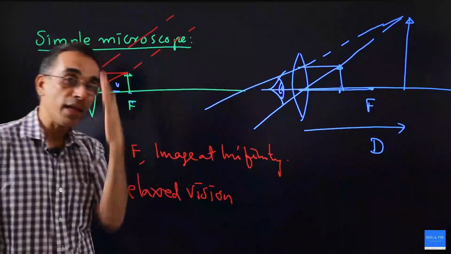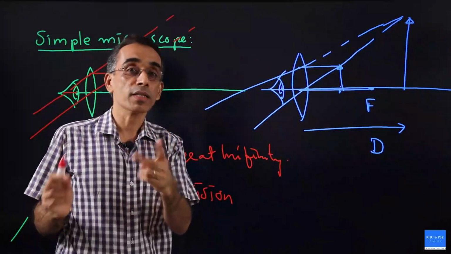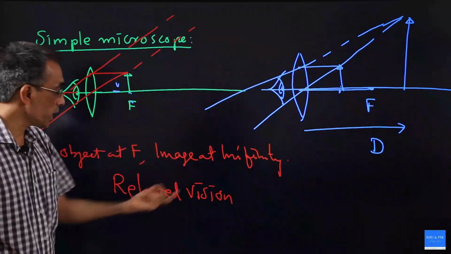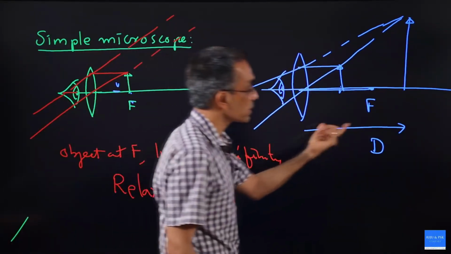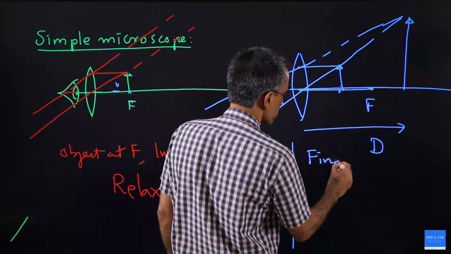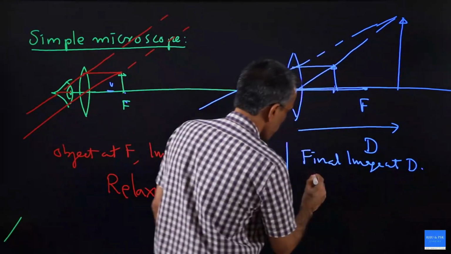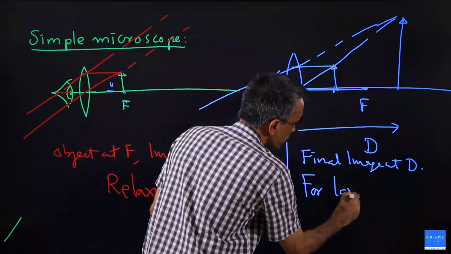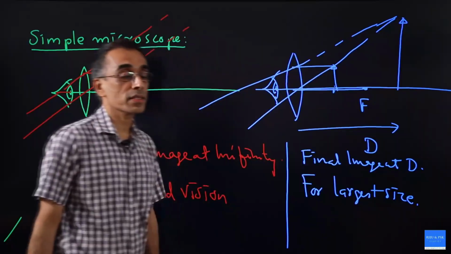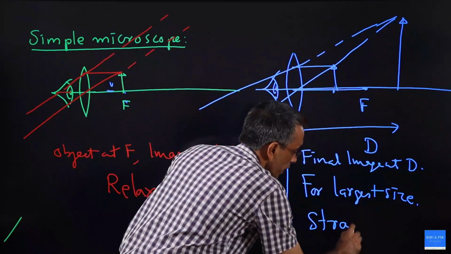So the image can be anywhere between D and infinity depending on the position of the object, but we are interested only in the two extreme cases. One, the final image at infinity for relaxed vision, and the final image at D for the largest size. To see the image in the largest size, we take this one. But the problem is that this is not relaxed. This gives you strained vision.